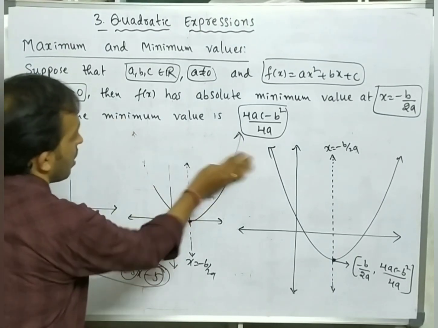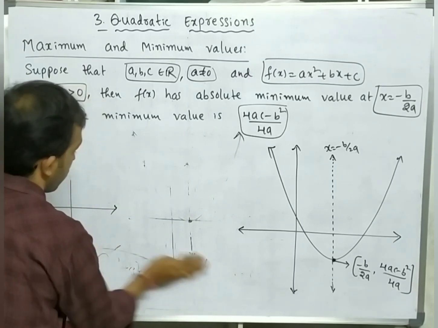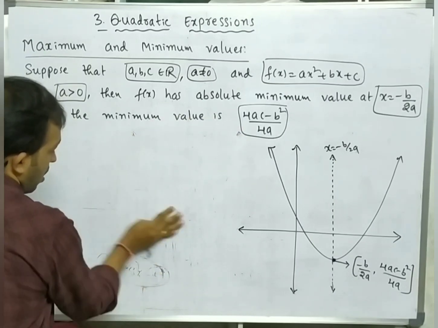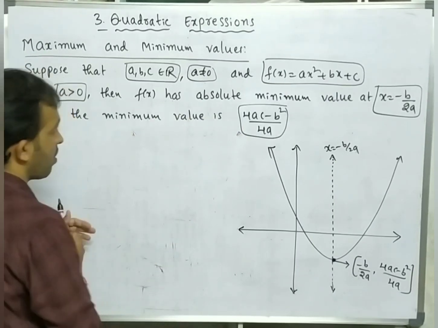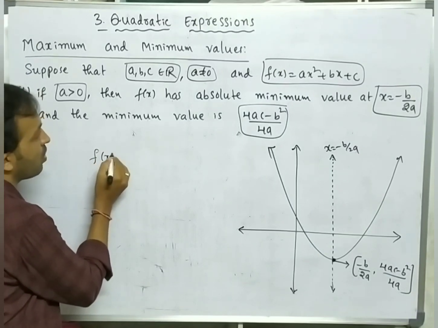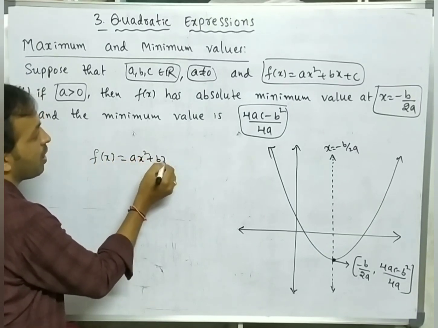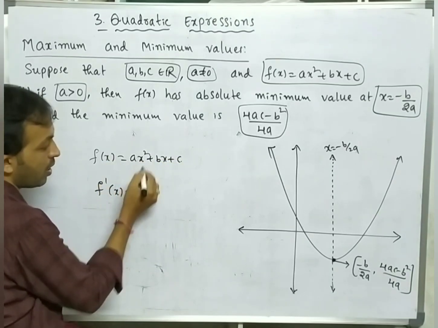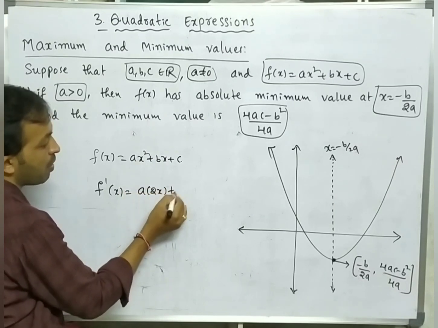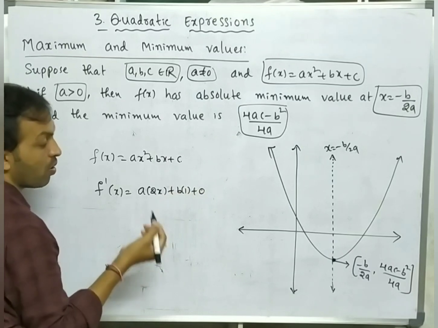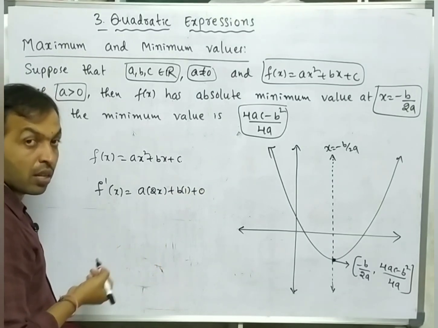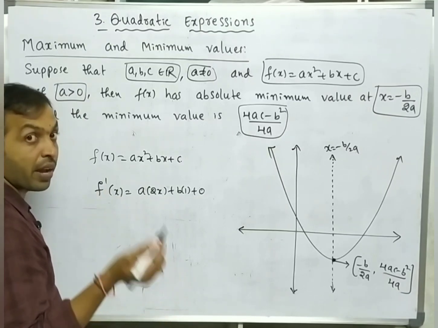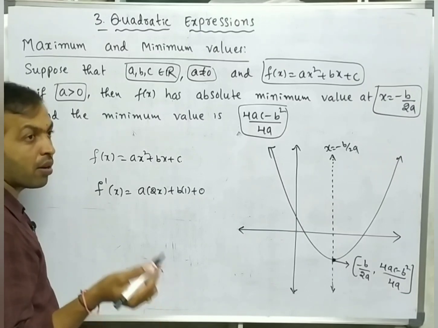So recall the knowledge of applications of derivatives which you learned in intermediate first year. As f of x is equal to ax square plus bx plus c, after differentiating with respect to x, you will get a into x square derivative 2x plus b into x derivative 1, c derivative 0. Why am I differentiating here? At the first derivative we will get critical points or stationary points. At that stationary point we will get maximum or minimum.